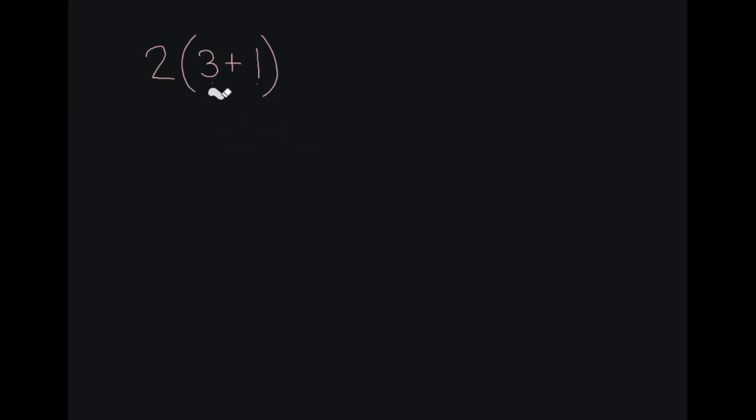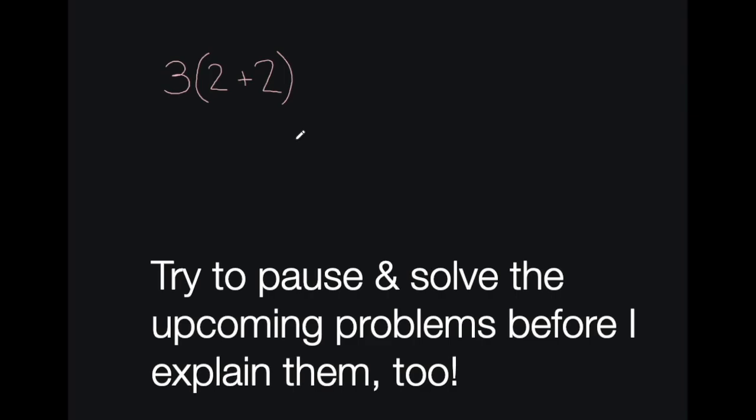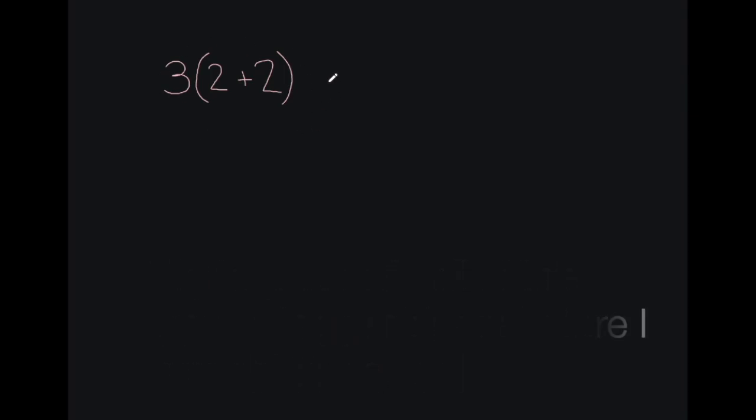Sometimes when you see something like this, some common mistakes are that students will only multiply the first number inside of the parentheses. You need to remember that you're going to multiply the outside number by every term inside the parentheses. On your paper at home, I want you to try one yourself. Try 3 times 2 plus 2. Pause the video right here and give this one a solve.